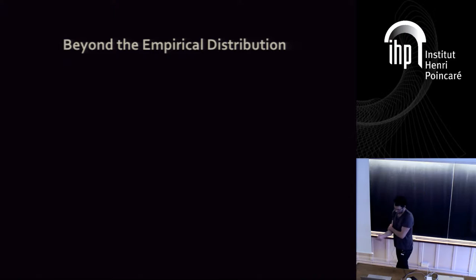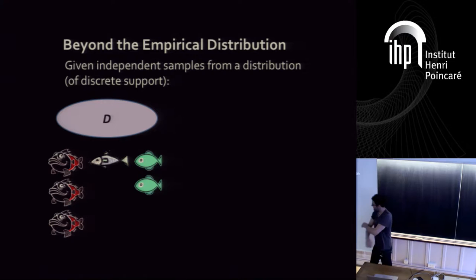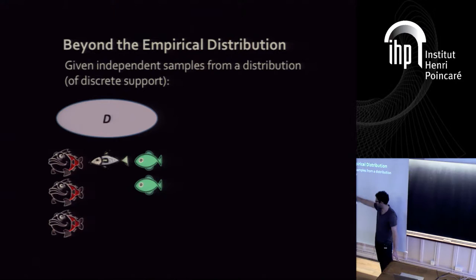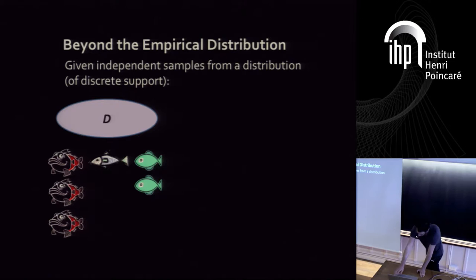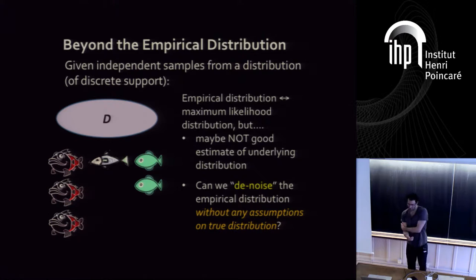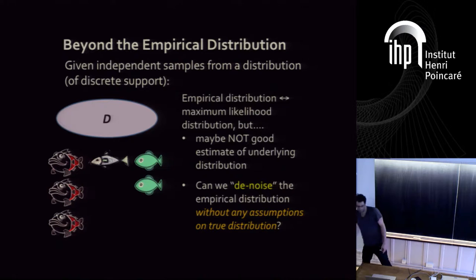For the first part of the talk, we'll be in the setting where there's some distribution over a discrete support. In this case, think of it as a distribution over species of fish, and we're given independent draws. So what can we say about this? In what sense is the empirical distribution of the sample good? It's the maximum likelihood distribution. It maximizes the likelihood of having drawn our sample. But maybe it's not a good estimate of the underlying distribution.